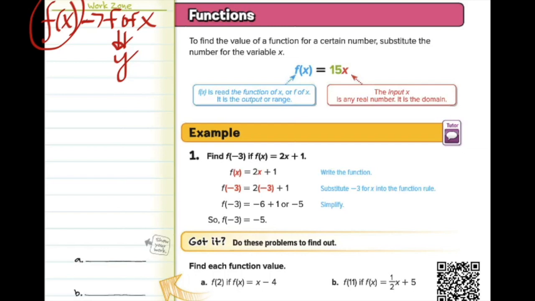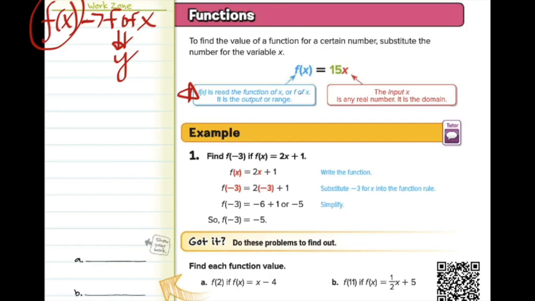Notice in this blue box it says f is read, the function of x, or f of x. It is the output or the range. We also know the output and the range as the y value. So f of x and y are the same thing. It's just two different ways of saying output or y or range. You'll see in our first example why people say, what's the point? Why don't you just say y then? You'll see down below in example 1.